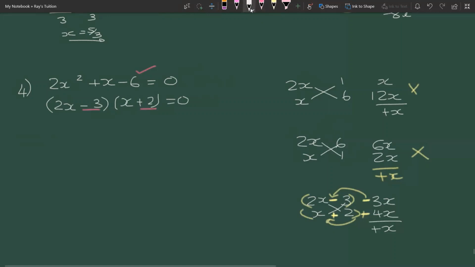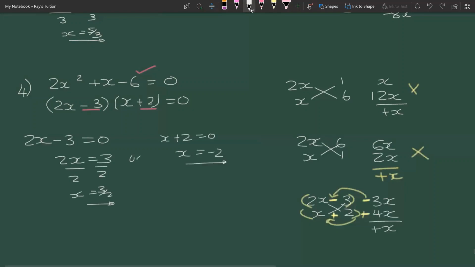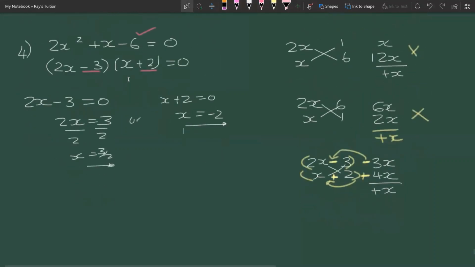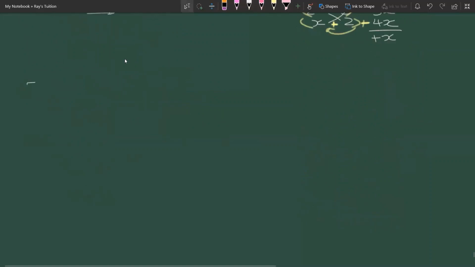Let us then say 2x minus 3 is equal to 0, so 2x is equal to 3. Dividing both sides by 2, we get x is equal to 3 over 2, or x plus 2 is equal to 0, so x is equal to negative 2. Okay, I hope you guys are getting the hang of it. Let's do the last one.